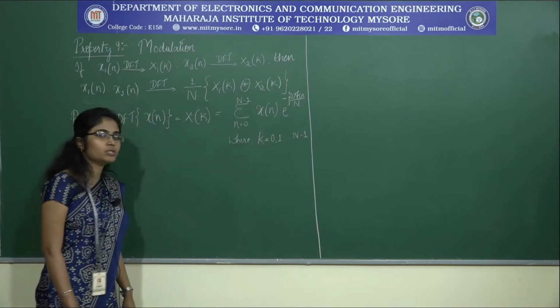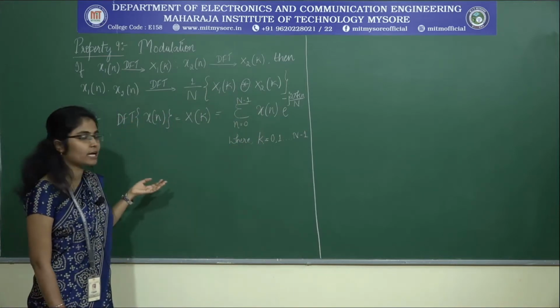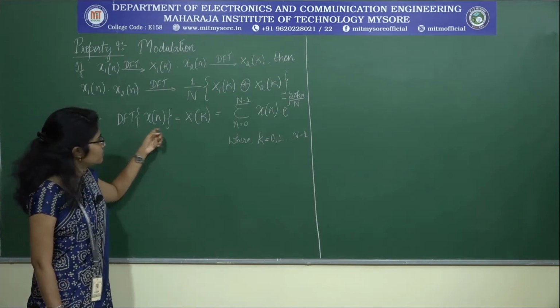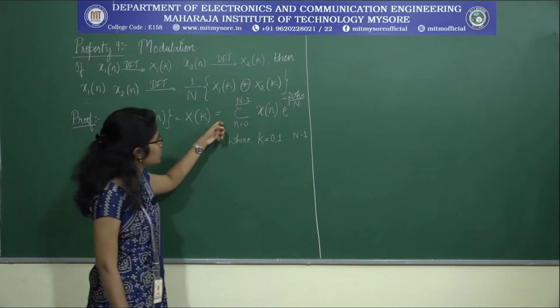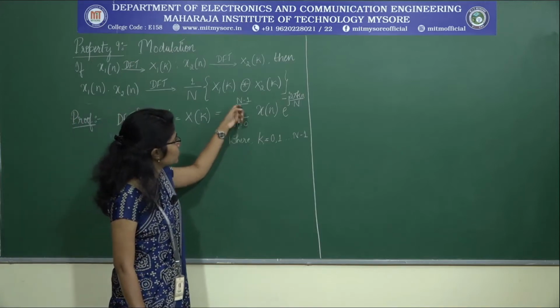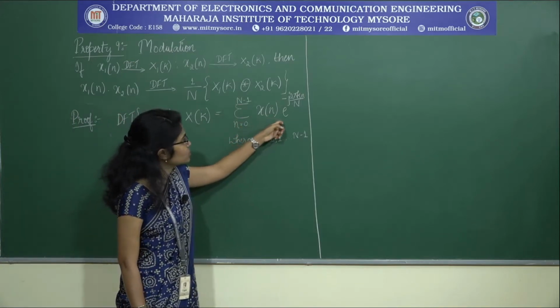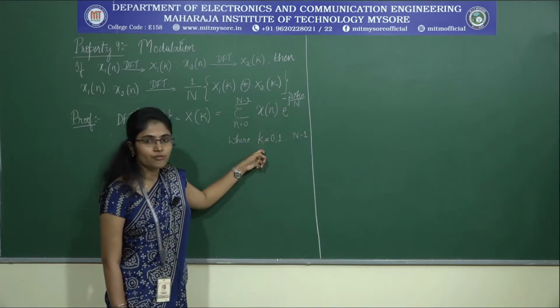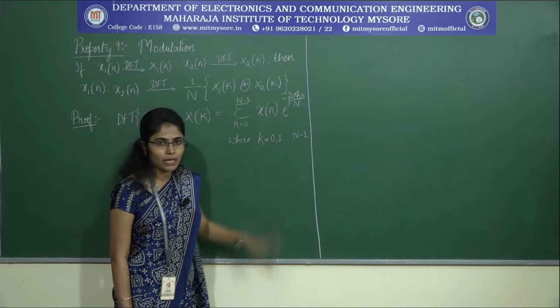In order to prove this property, the basic step is to take the DFT equation. So DFT is given by X of k, which is equal to summation n ranges from 0 to N minus 1, x of n into e power minus j 2 pi k n by N, where the range of k is from 0 to N minus 1.